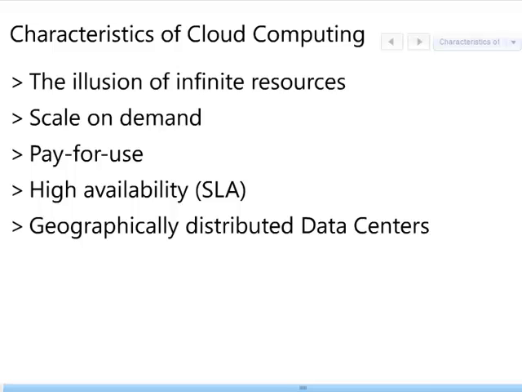The second characteristic is about scale on demand. All the cloud platforms allow you to add resources on demand, or I would also say they allow you to decrease the resources on demand. So you can increase and decrease resources as the demand grows up and down based on your needs.